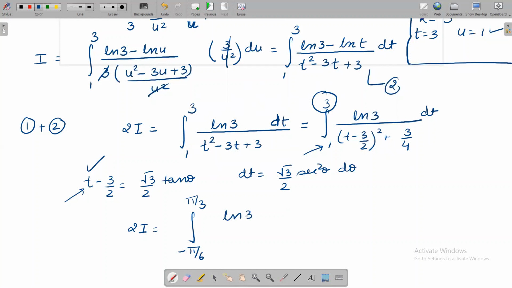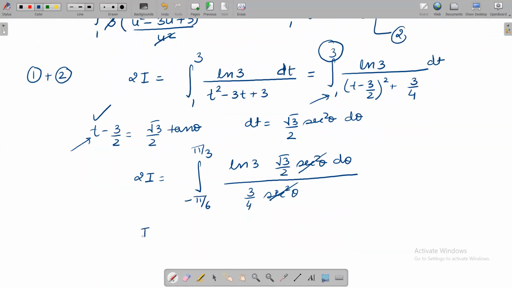ln 3 is a constant, it won't change. dt will be replaced with root 3 by 2 secant square theta d theta. And using the substitution in the denominator gives us 3 by 4 secant square theta. As you can see, secant square theta got cancelled. It's a very basic integral question, which we can solve. So what we are getting is 1 by 2 ln 3 times root 3 by 2 upon 3 by 4, and d theta when integrated, and after putting the limit, reduces to pi by 2.